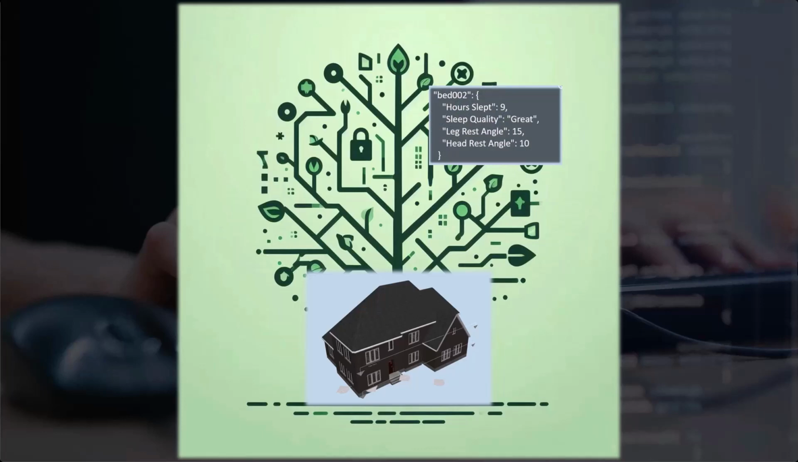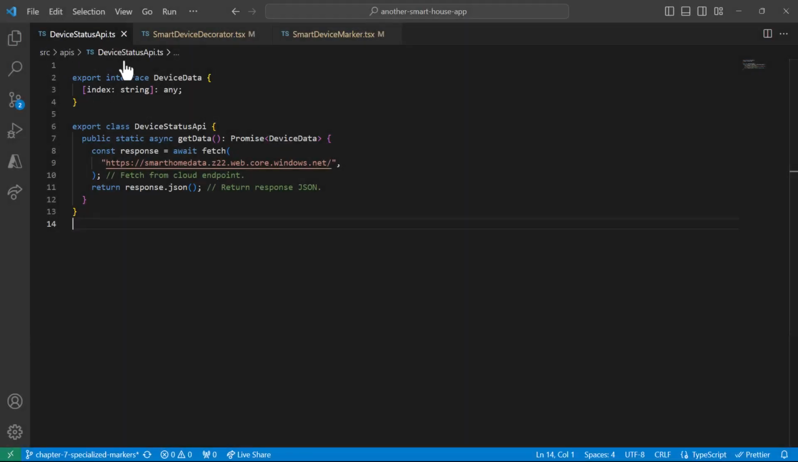We did this by adding some code to our application. The code we added was the device status API class. It's a very simple class. All it contains is one method called getData, which fetches the data from the URL that we just saw.